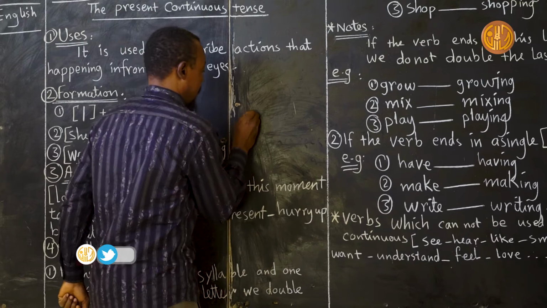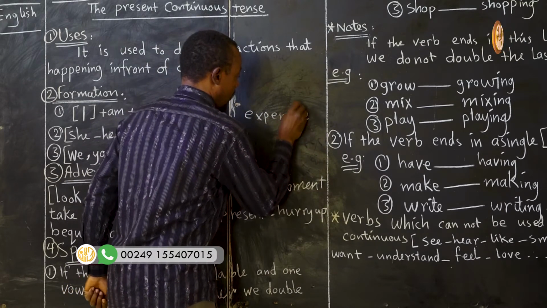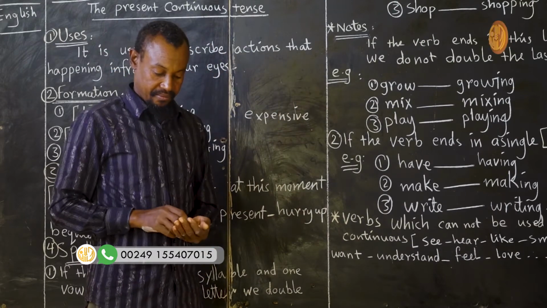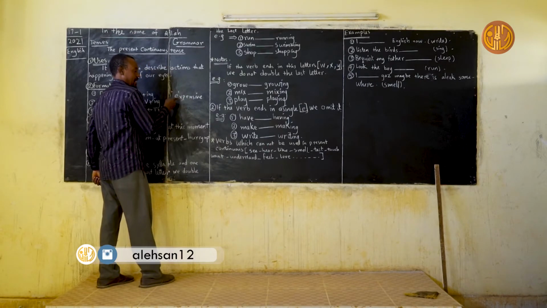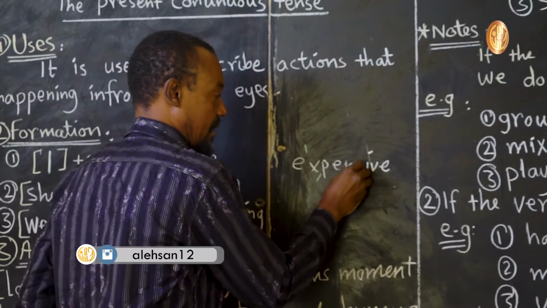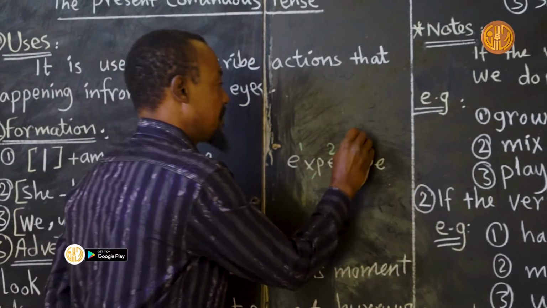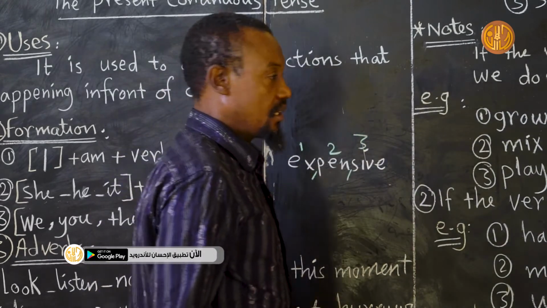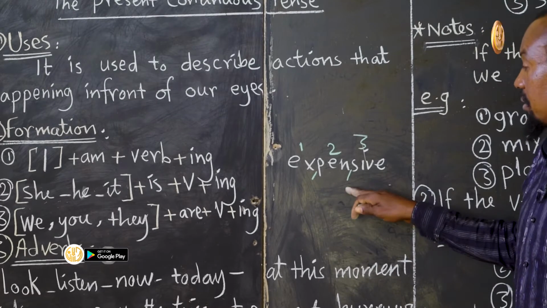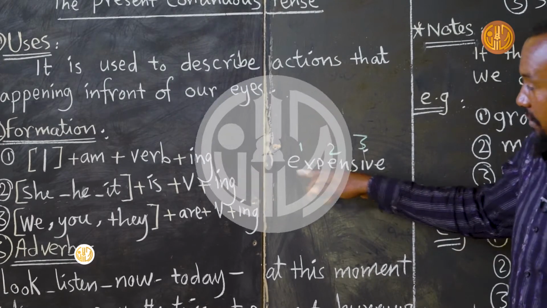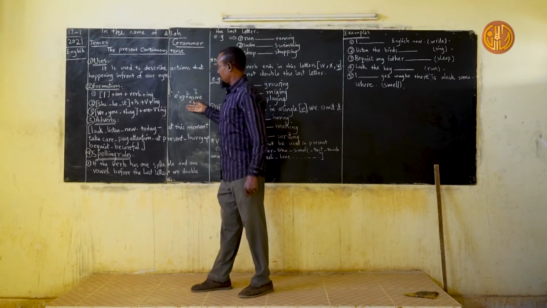Look at this word, for example, expensive. It has more than one syllable. We mean by syllable like this: ex is the first syllable, pen is the second syllable, sive is the third syllable. If the verb is like this word, you cannot double the last letter, so you look at the verb.